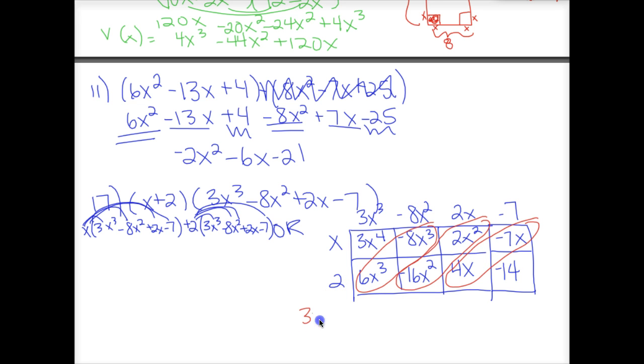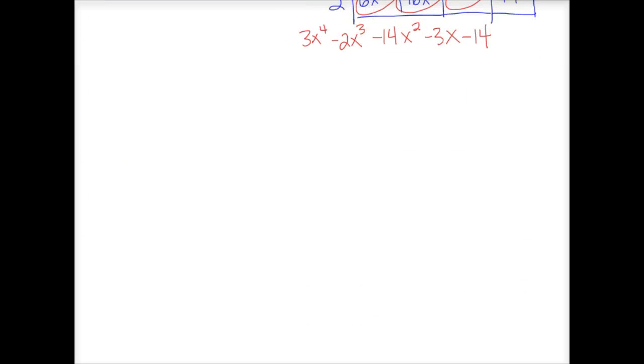So the 3x to the 4th just gets brought down. It didn't have a like term. These guys give me a total of negative 2x cubed. These guys give me negative 14x squared. This gives me negative 3x, and then my negative 14 didn't have a like term, so we bring it down, and there is the answer that was on your answer sheet. Next, polynomial long division.